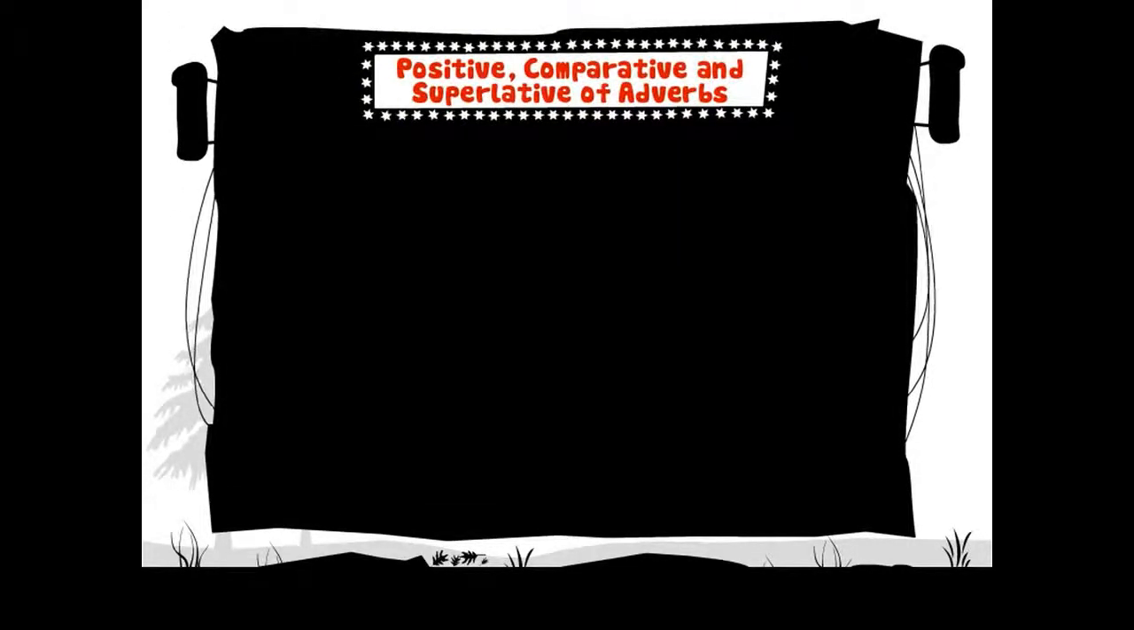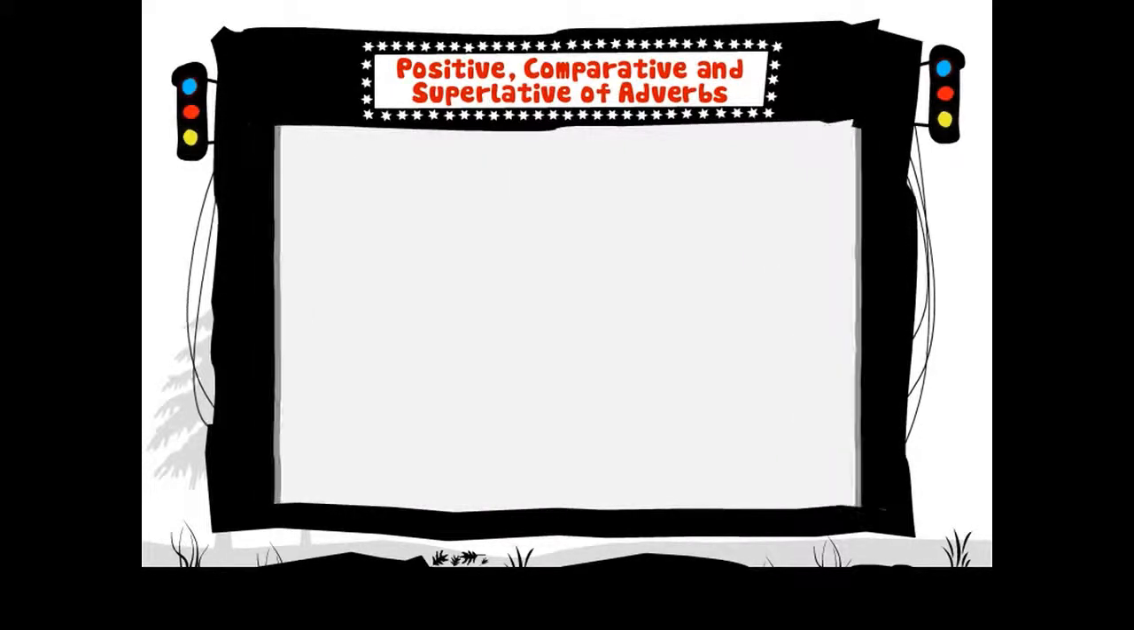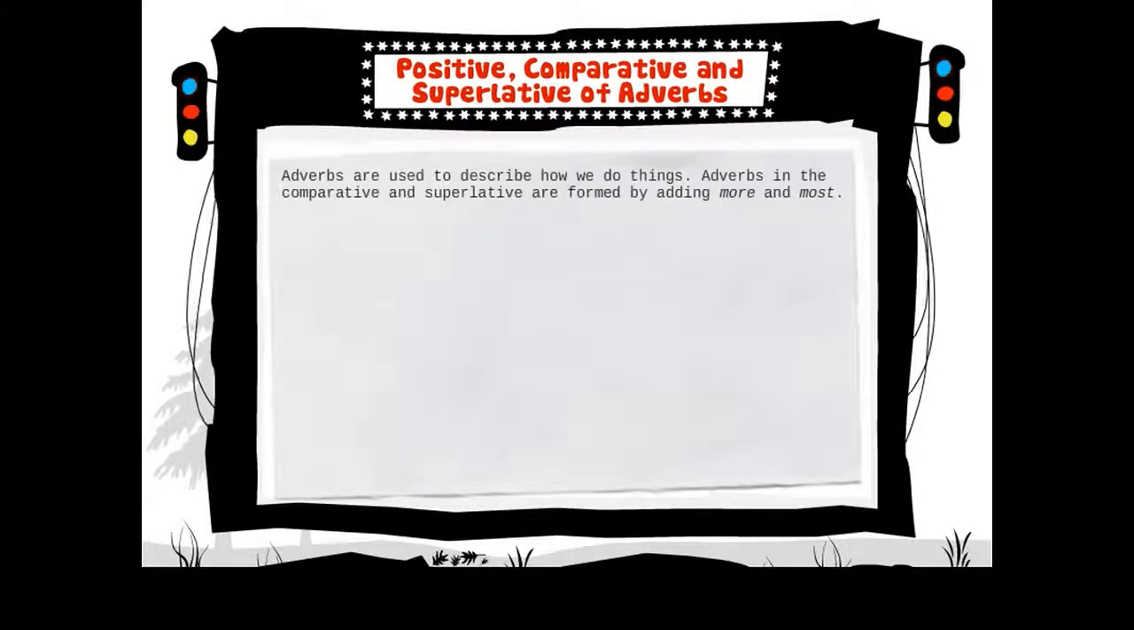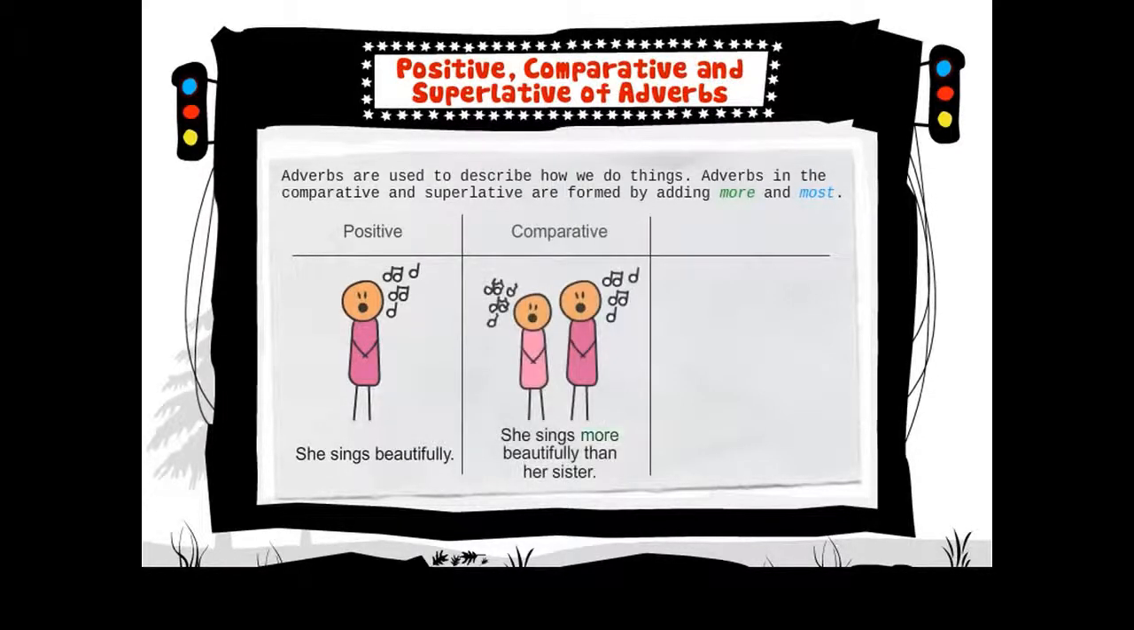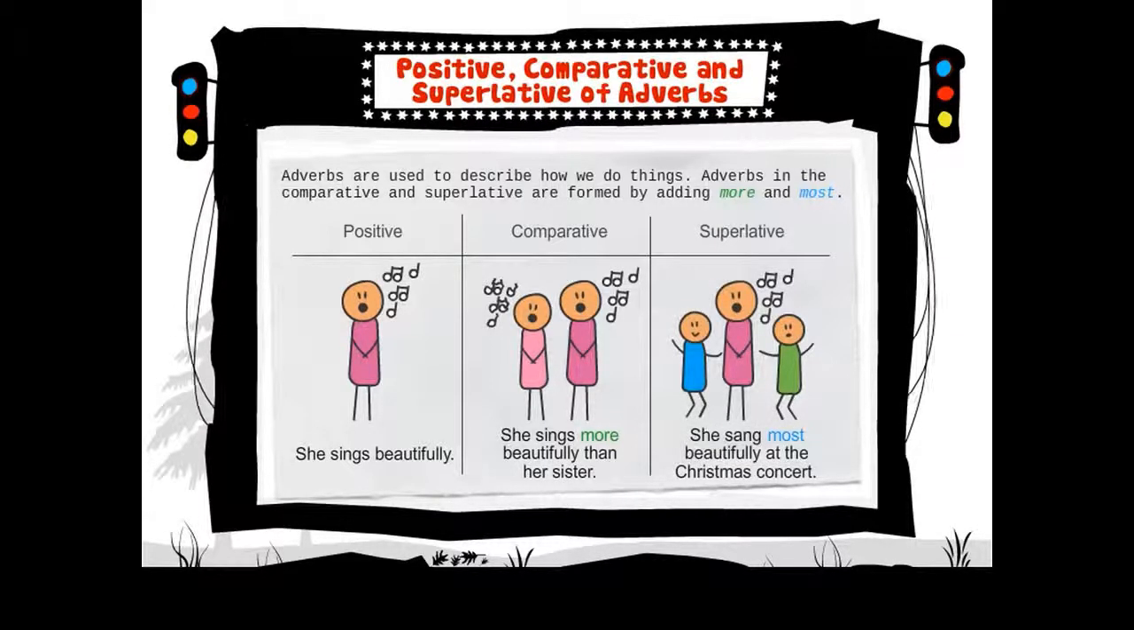Positive, comparative, and superlative of adverbs. Adverbs are used to describe how we do things. Adverbs in the comparative and superlative are formed by adding more and most. She sings beautifully. She sings more beautifully than her sister. She sang most beautifully at the Christmas concert.